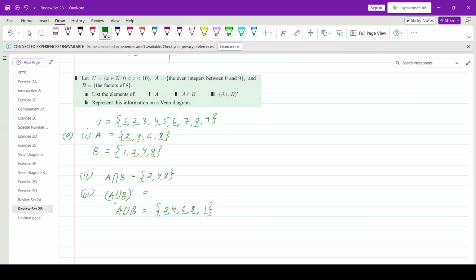Now, to find the elements of A union B complement, we need to find all the elements of the universal set that are not present in A union B. So those elements are going to be 3, 5, 7, and 9. This is our answer.